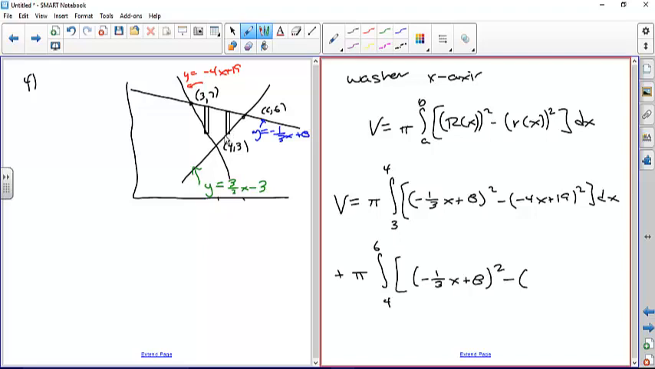And my lower curve has changed. It's now this green curve, which is the only one that has a positive slope. And times dx. So that's it.